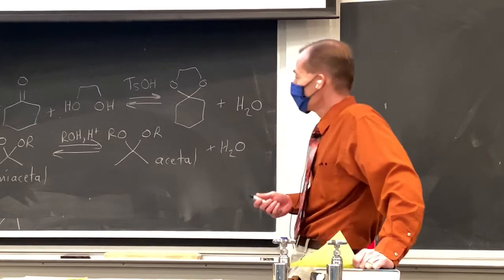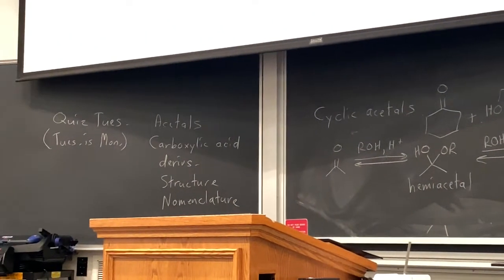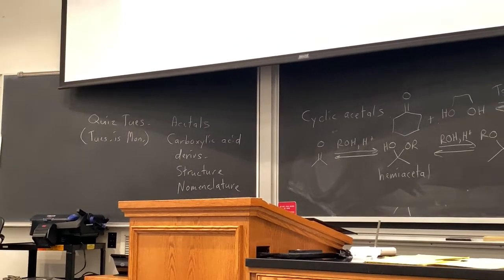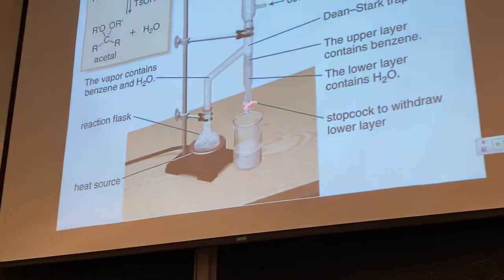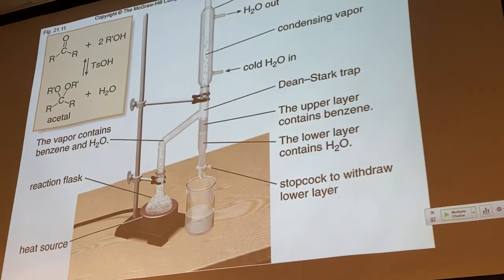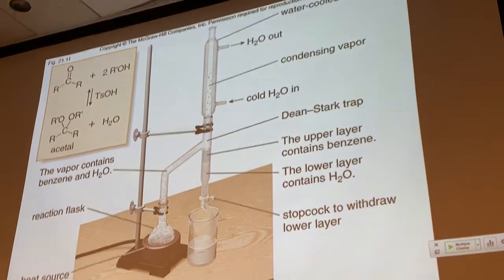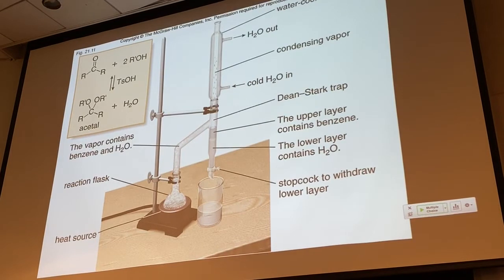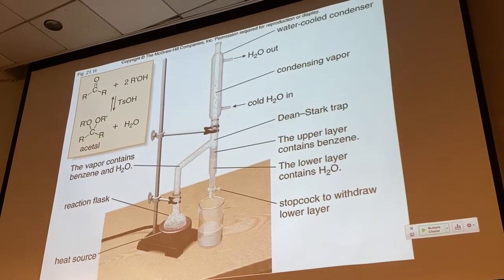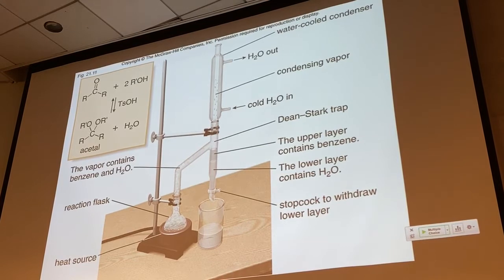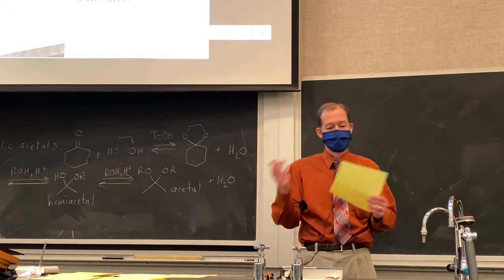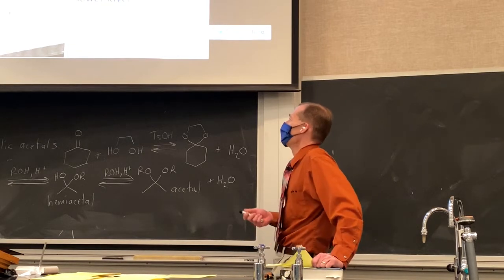All right, so we talked about acetals at the end of class on Wednesday, about how we use this Dean Stark trap as a means of removing the water and driving the equilibrium to completion. And we rely on an azeotrope. The benzene and the water form a constant boiling mixture that causes that water to be removed.